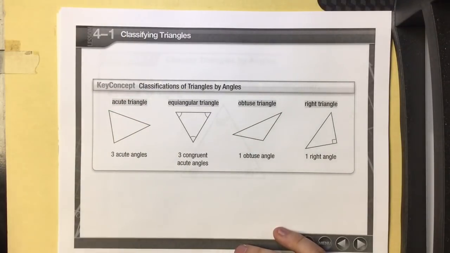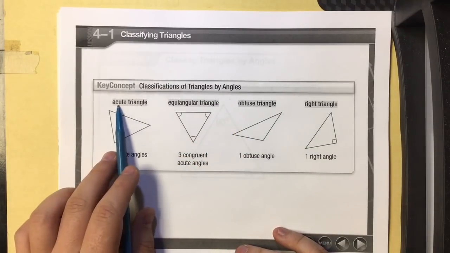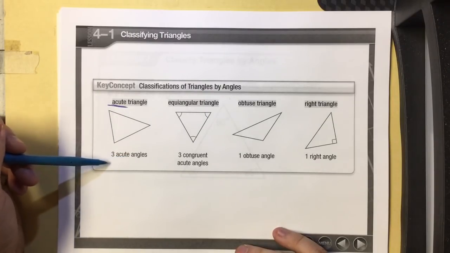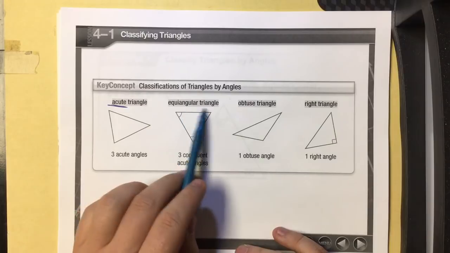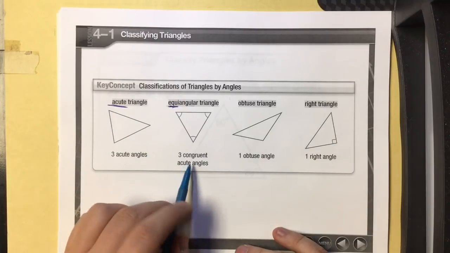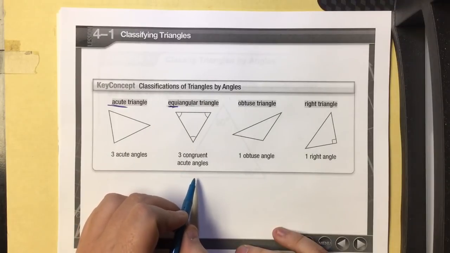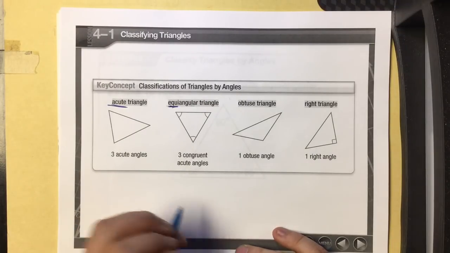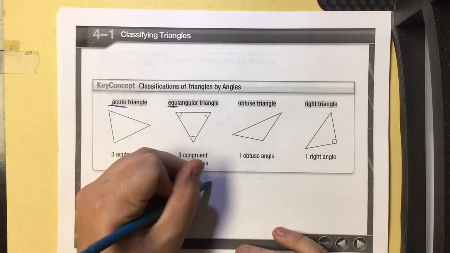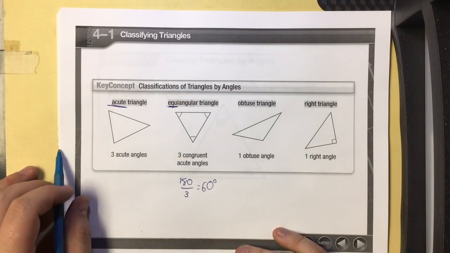So those first ones, classifying by their angle measures. 4 ways to do it. First one is an acute triangle, right there at the beginning. Acute says that all 3 angles are going to be acute angles. An equiangular triangle is saying equal angles, so all 3 angles are equal. If their measures are equal, we say they're congruent. So we have 3 congruent acute angles. We'll talk about this more later, but a triangle has to have 180 degrees, and there's 3 angles, so to be an equiangular triangle, each of those 3 acute angles has to be 60 degrees.